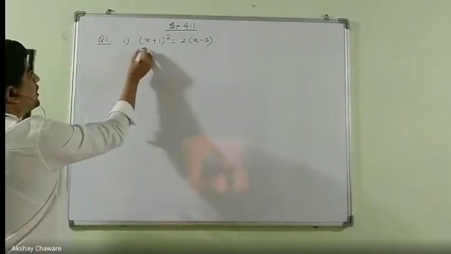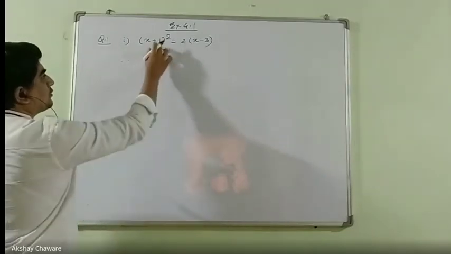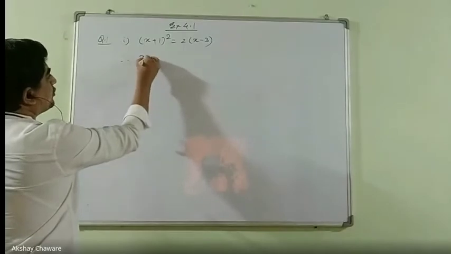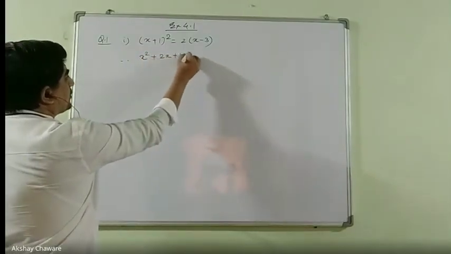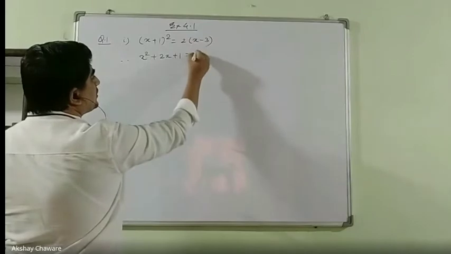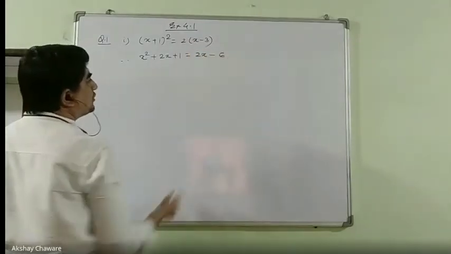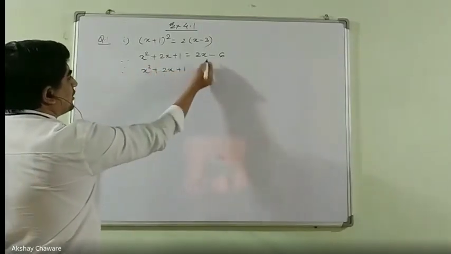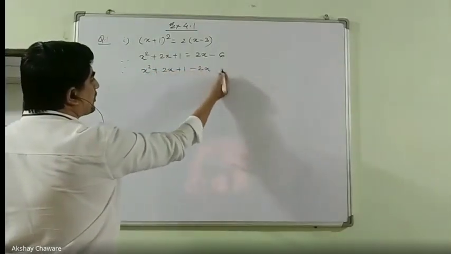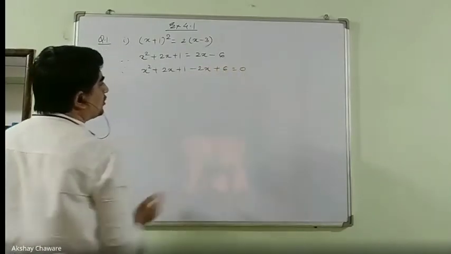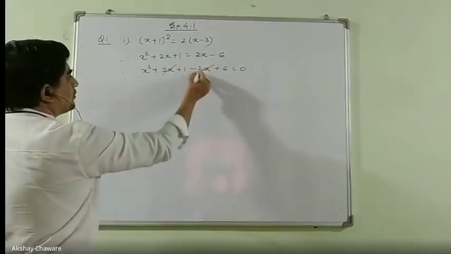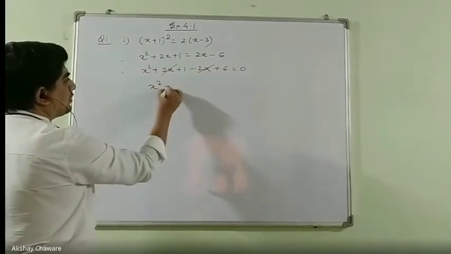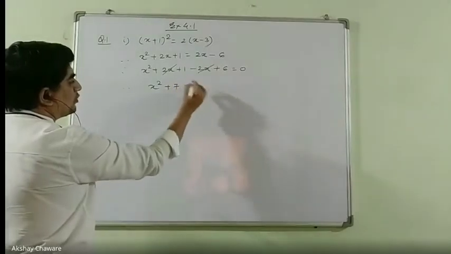We will expand x plus 1 whole square using the identity a plus b whole square. So a plus b whole square is x square plus 2x plus 1. Then 2 into x minus 3 can be written as 2x minus 6. Therefore x square plus 2x plus 1, shifting 2x to the LHS, minus 2x, then plus 6, equals 0. The 2x minus 2x cancels. So x square, 6 plus 1 is 7. So x square plus 7 equals 0.